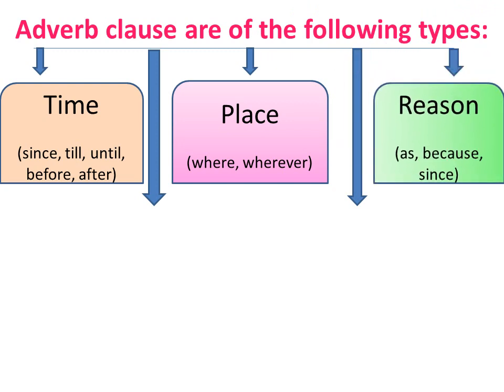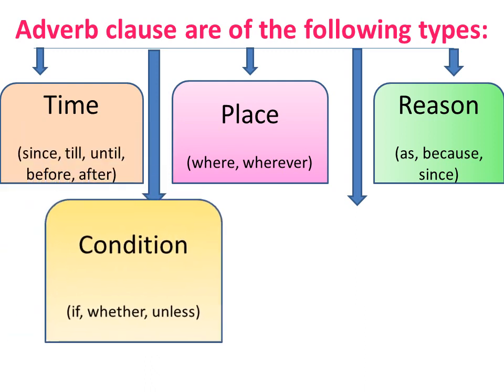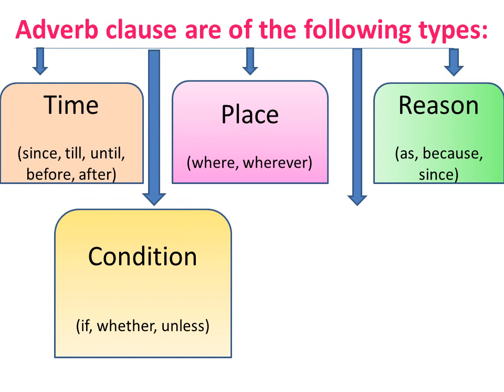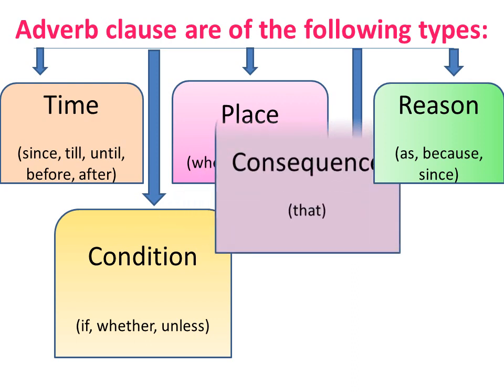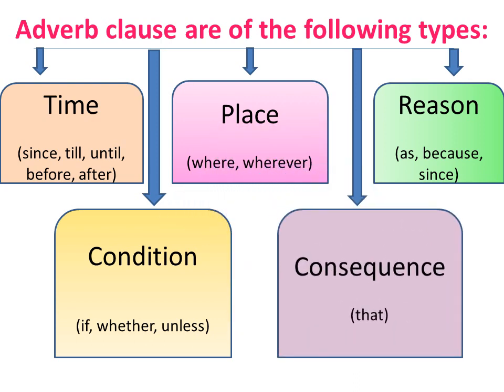Adverb clause of reason will give you the reason why the action is performed and can be recognized by the subordinate conjunctions like since, as, because. Adverb clause of condition will tell you the condition upon which the action can be performed. It can be recognized by the subordinate conjunctions like if, whether, unless. Adverb clause of consequence will tell you more about the consequence of the action in the sentence.